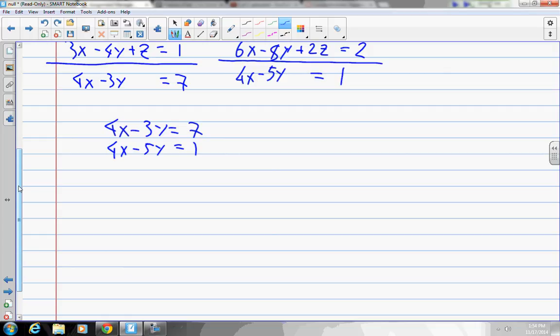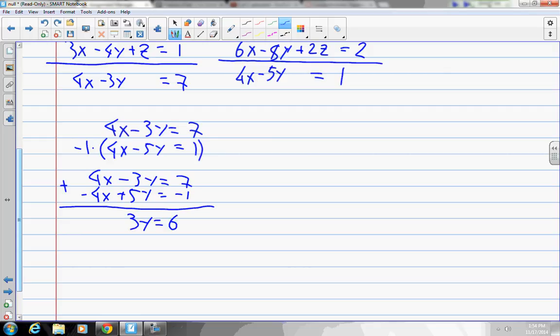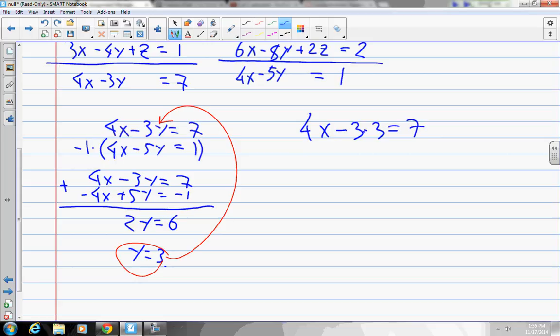Yeah, to any one of them, right? So let's do the bottom one. So it's 4x minus 3y equals 7, and the negative 4x plus 5y equals negative 1. You add them, x's cancel, 2y equals 6. So y equals 3. Right? Now y equals 3. I can take that, substitute into one of those equations to find x. So we'll get 4x minus 3 times 3 equals 7. So 4x minus 9 equals 7. So 4x equals 16. Right? So x equals 4.